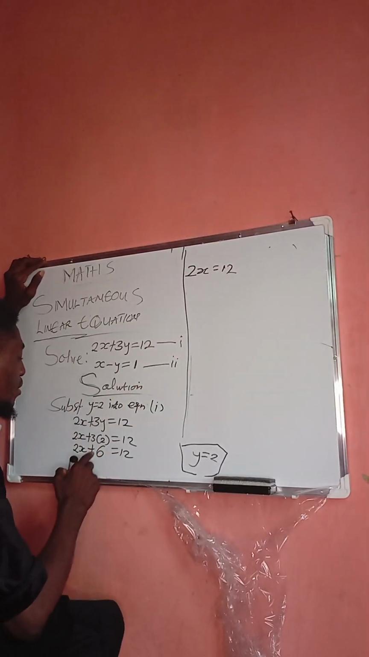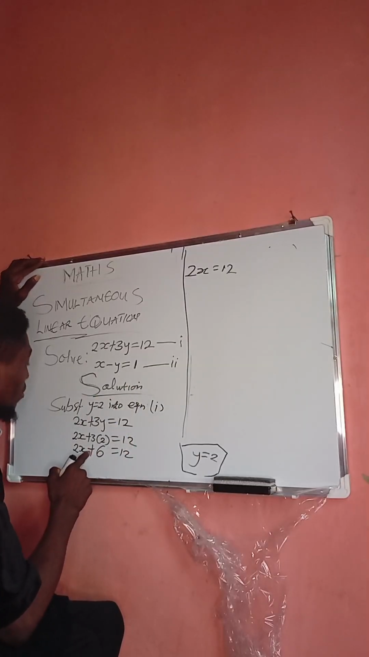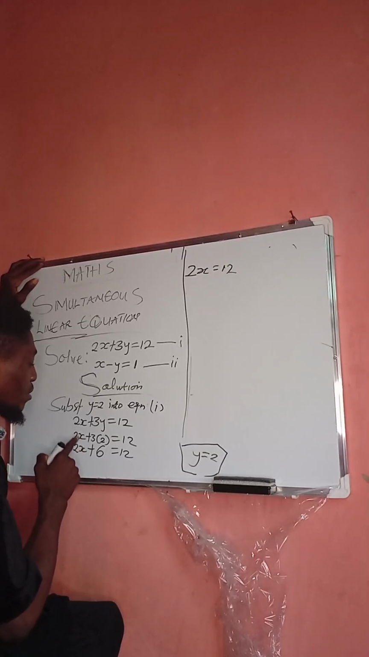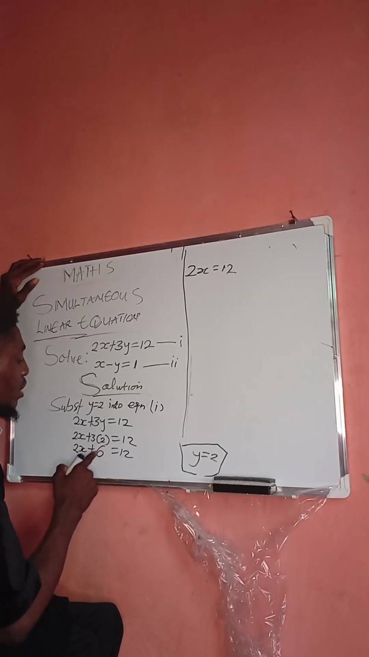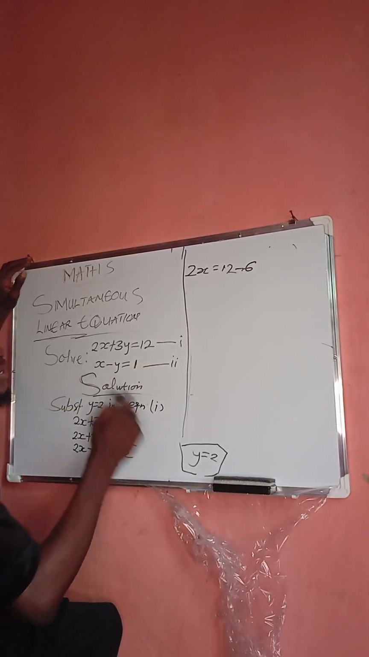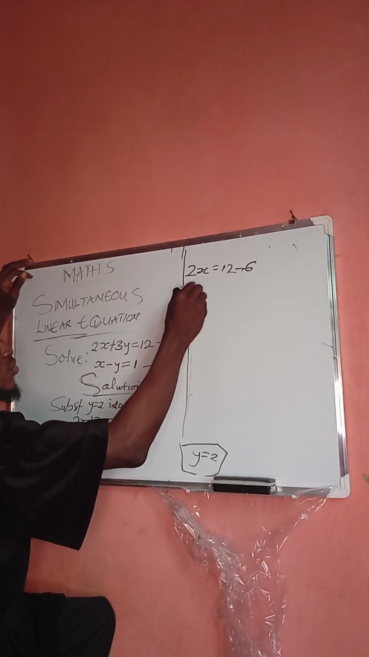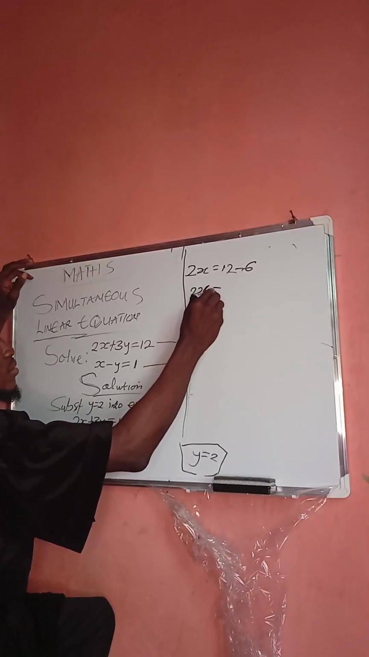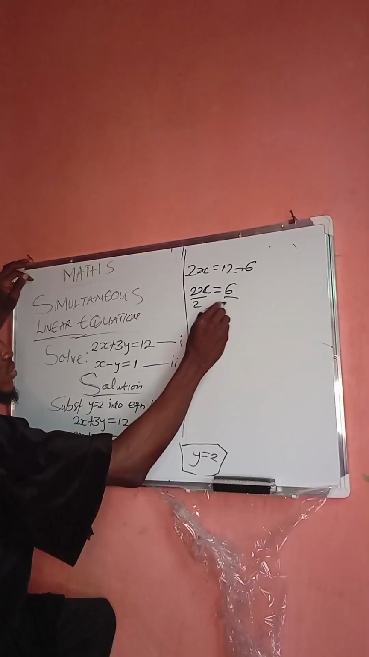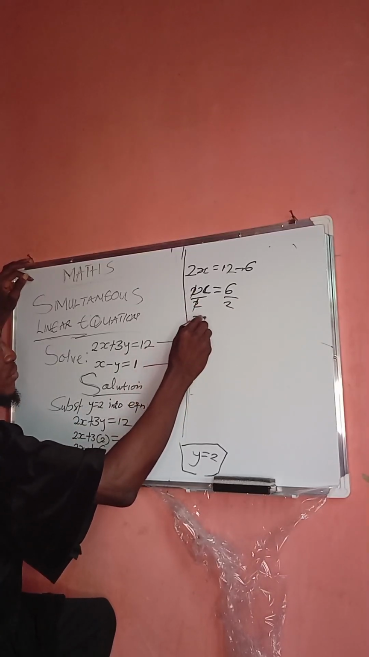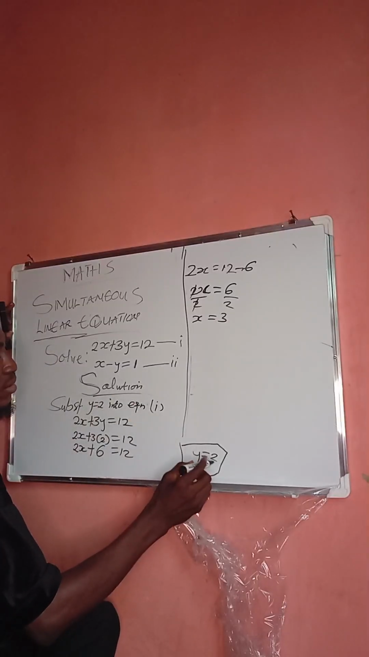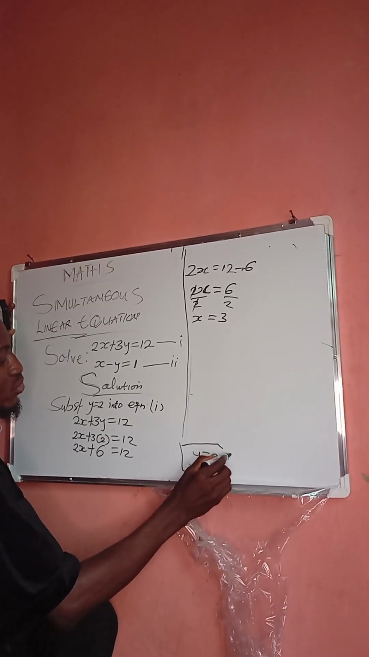This 6 is crossing the equal sign. Any number that is crossing an equal sign, the sign will change. If it carries a negative sign, it turns to positive. If it carries a positive sign, it turns to negative. So 6 crossing to this side will give you minus 6. I hope you follow to this extent. Now, 12 minus 6, what do we have? 2x is equals to 6. Now, let's divide both sides by 2 to get our x. Therefore, our x will now be 6 divided by 2, which is 3.